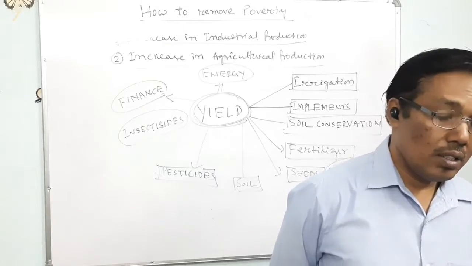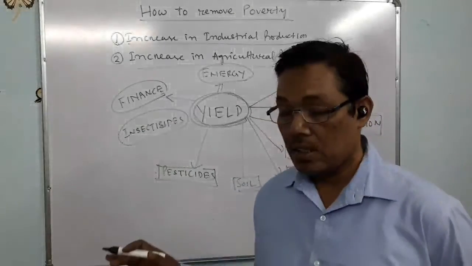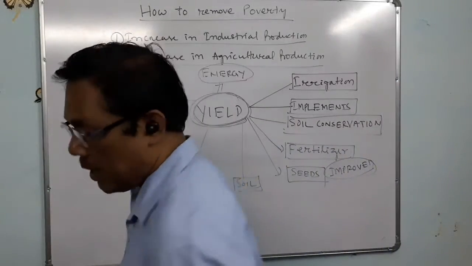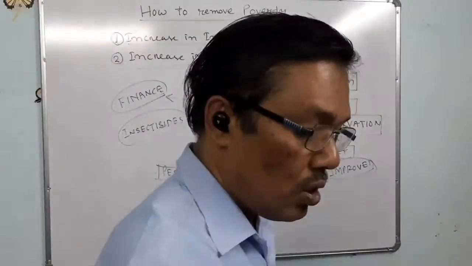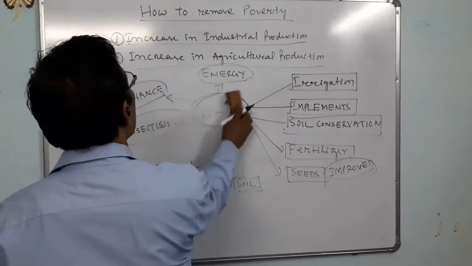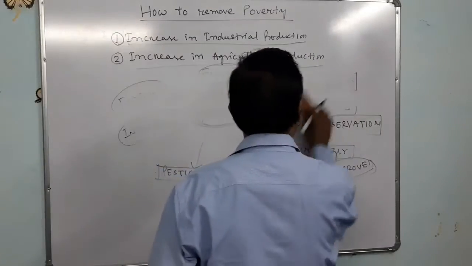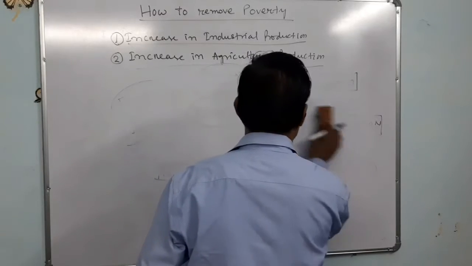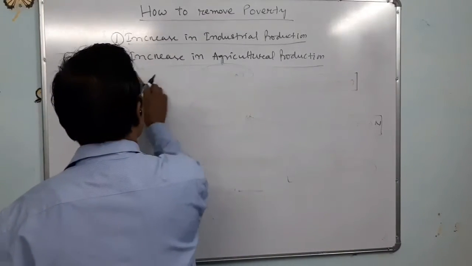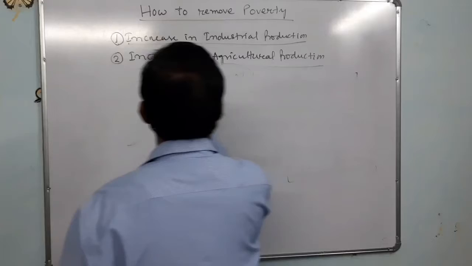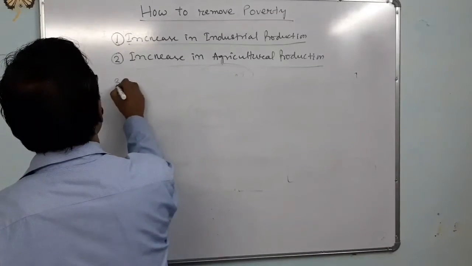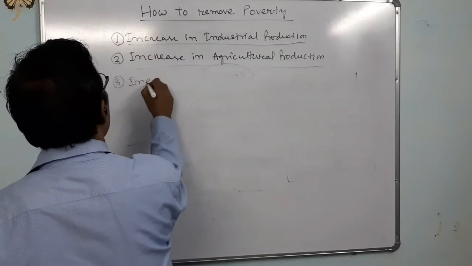Similarly, we may say that inequality of income should be reduced. The third point you may write: inequality of income should be reduced, that is, how to remove poverty. There should be equal distribution of income and wealth, that is, inequality of income should be removed.